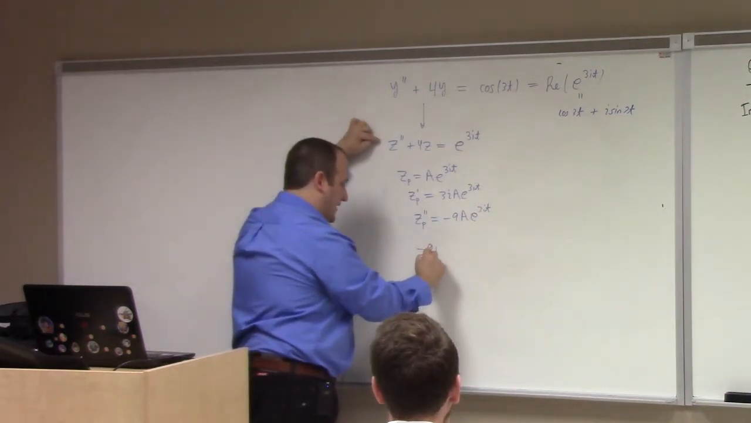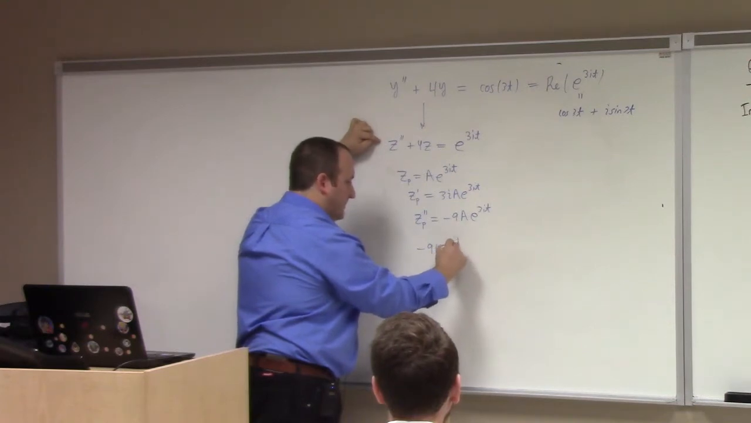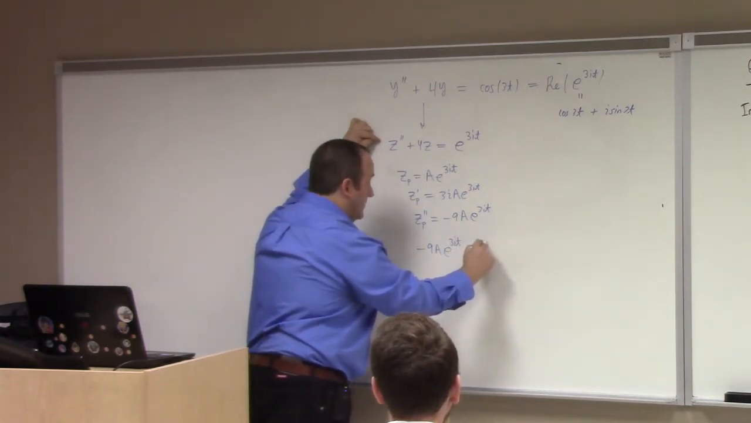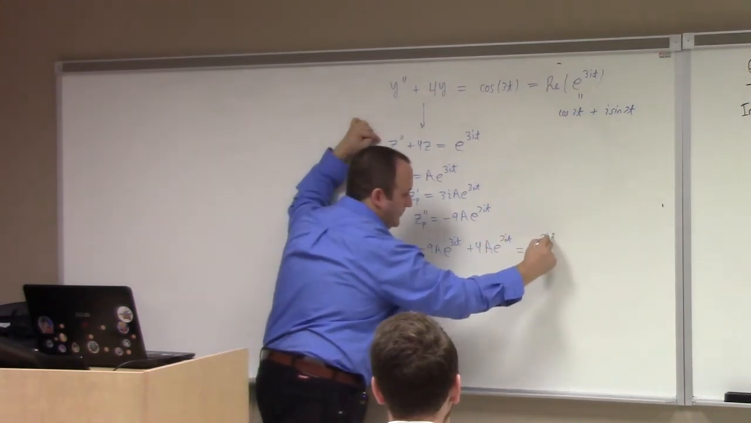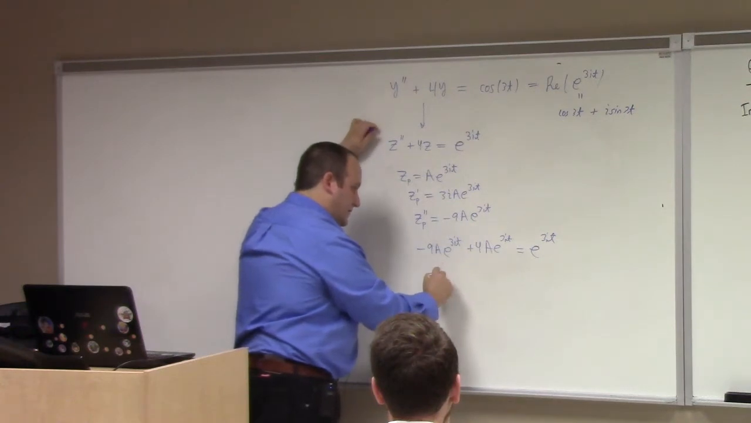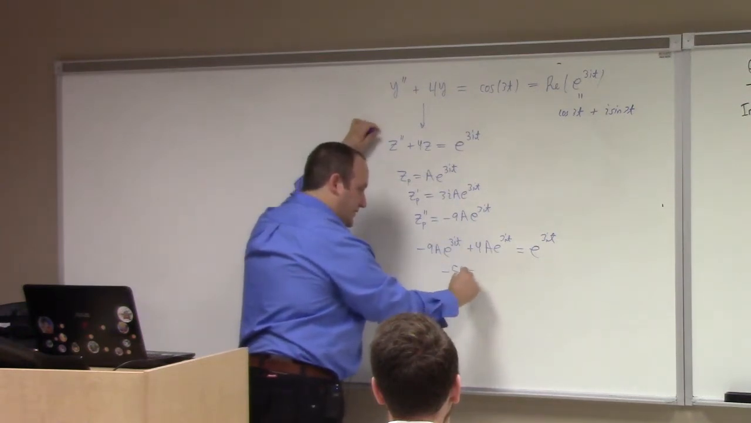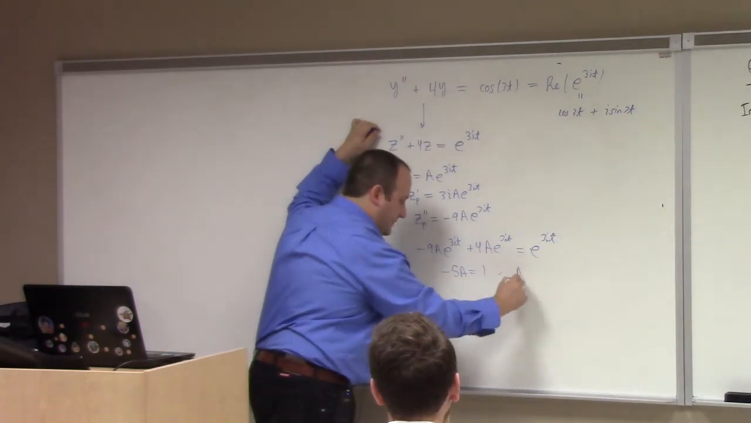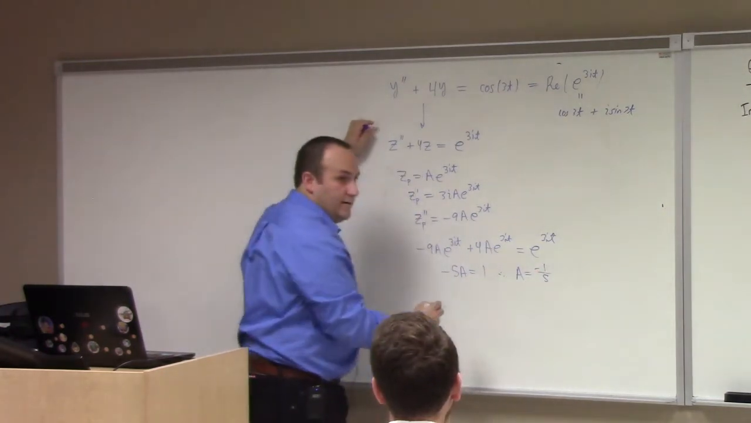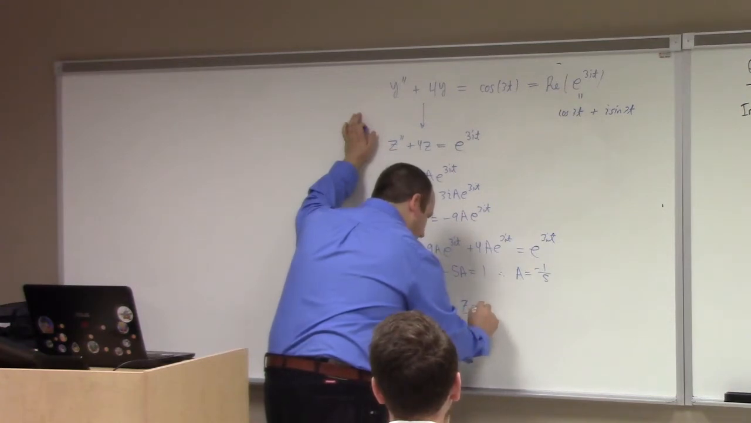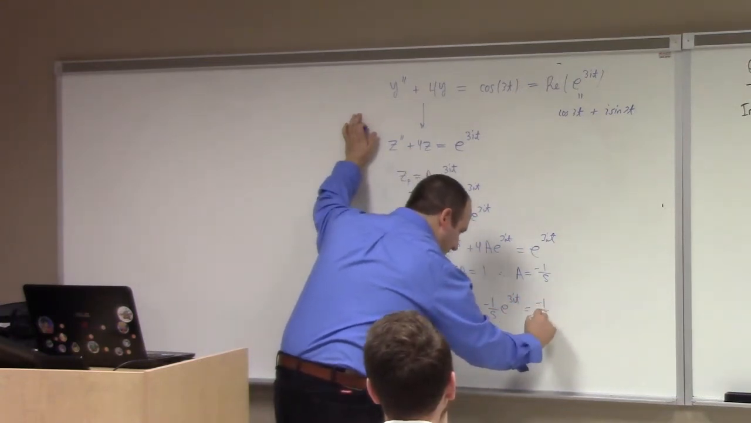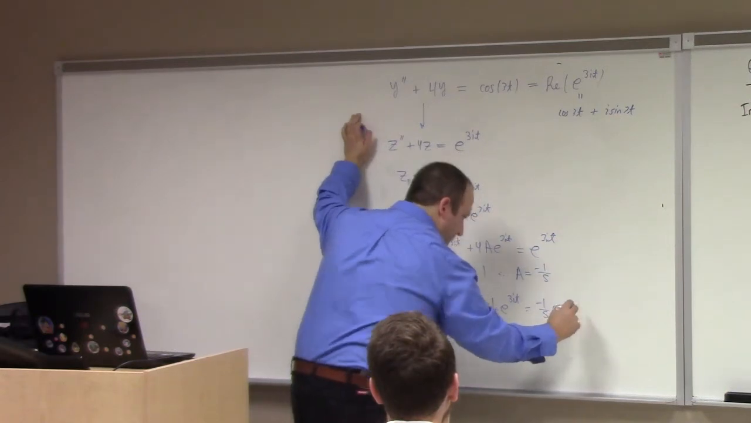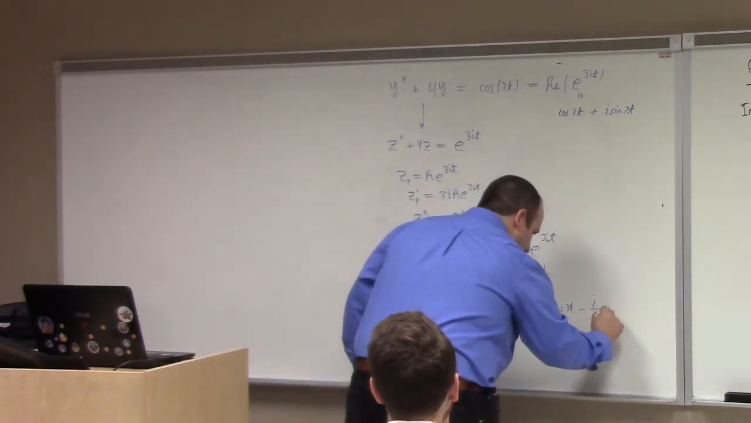You've got minus 9a e to the 3it plus 4a e to the 3it equals e to the 3it, and that tells us what? Minus 5a equals 1, therefore a is minus 1/5. And so zp is minus 1/5 e to the 3it, right, which is minus 1/5 cosine 3t minus i over 5 sine 3t.